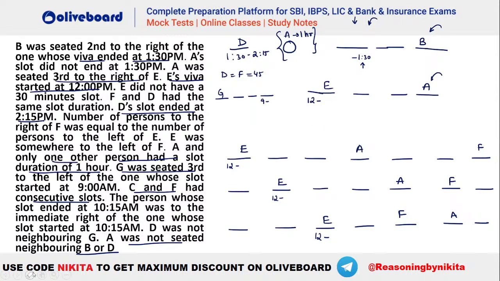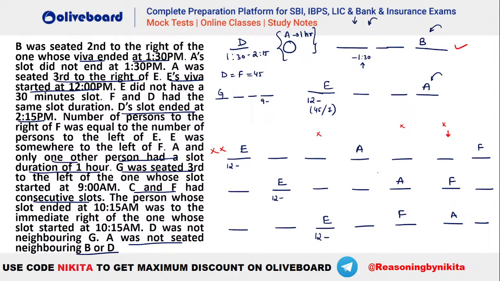We know that E has to be either 45 minutes or 1 hour. Let's try it out where we can place B. B has to be second to the right of the one who is ending at 1:30. Let's say B here, second to the right of 1:30, not possible because A is not the person who is ending at 1:30. B cannot be here. Similarly, B cannot be here because B cannot be a neighbor of A. That means in the first case you cannot place B such that he is second to the right of the one who is ending his slot at 1:30, isn't it? So this particular case is invalid.